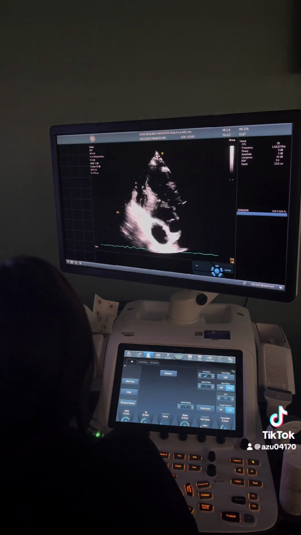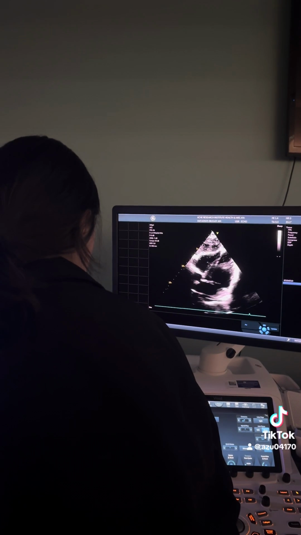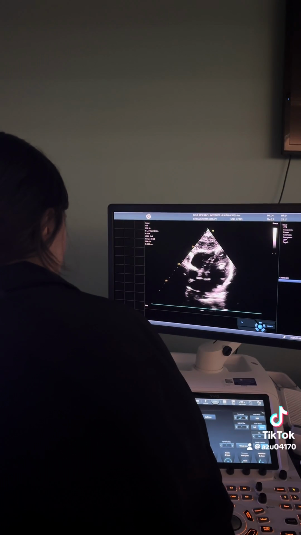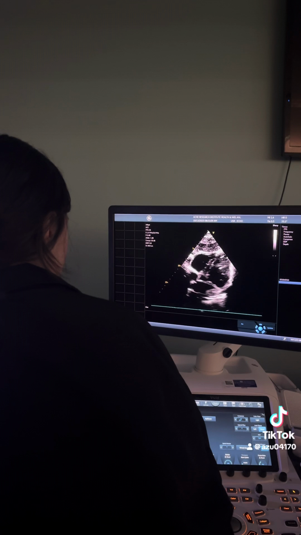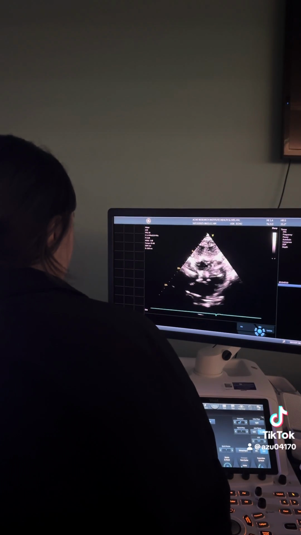This view is called the subcostal four-chamber view. For this view, you want the patient laying in a supine position, so flat on their back, and place the transducer at the subcostal window with the notch facing towards the patient's left shoulder.